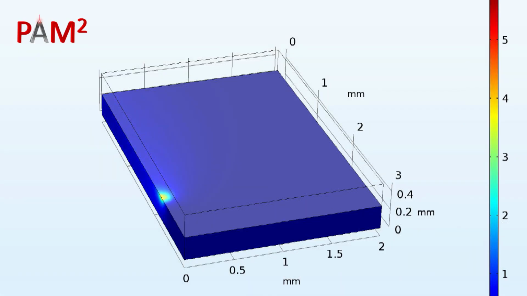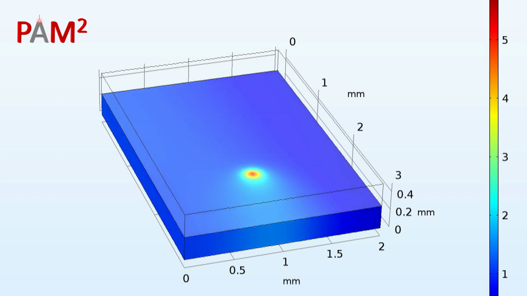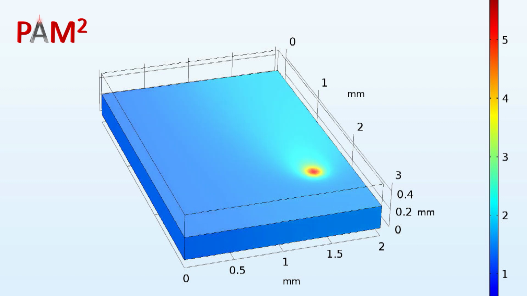Here you can see that the laser starts scanning the first layer with a constant speed of 200 millimeters per second. The maximum temperature rises to around 4500 degrees Celsius. After the laser scans the first line, it goes to the other line and moves in the opposite direction.